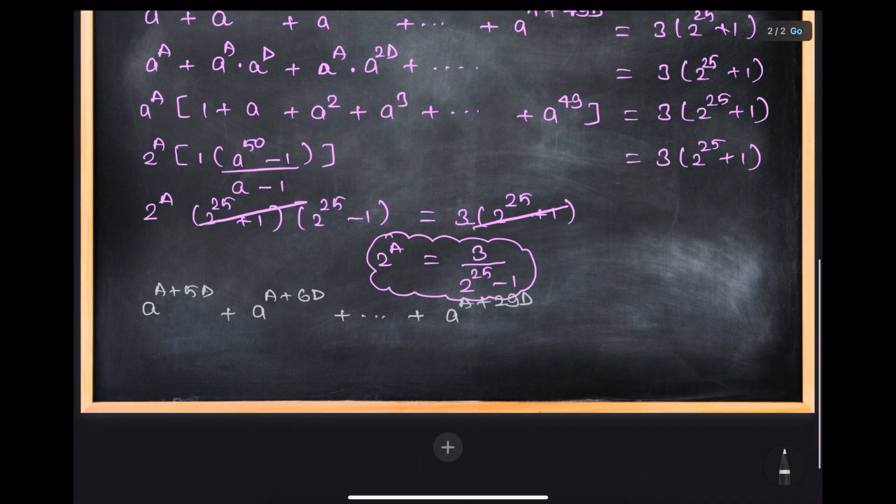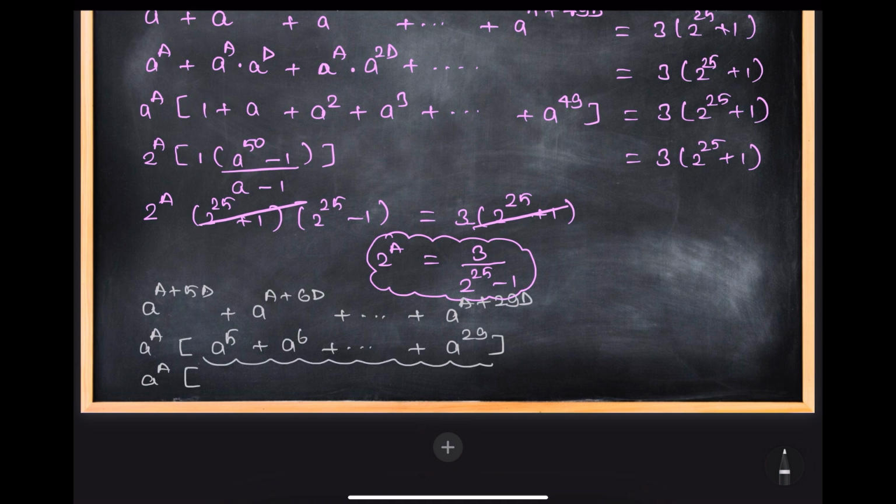Now similar to the previous situation, we can take a power a common. So a power a is common and we will be left with a power 5, a power 6 dot dot a power 29. Now you know that they are in GP. GP of how many terms? Like look at this, how many terms?